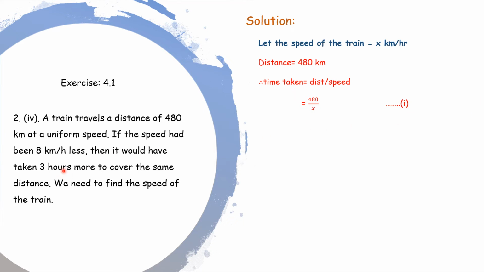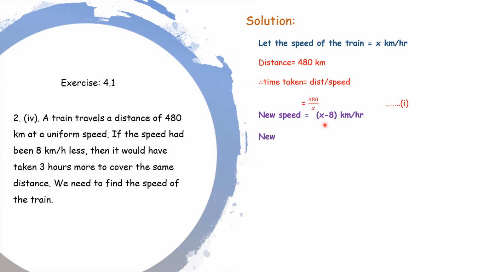Now time taken in the second case, if the speed is reduced, what is the time taken? It is 3 hours more. Originally the time taken is 480 by x. So 3 hours more means the new time taken is 480 by x plus 3. So you have to be very clear in that. So let us see the new time taken. New speed is x, 8 kilometer is reduced. So new speed is x minus 8 kilometer per hour. Original speed is x. New speed will be x minus 8. So new speed we have got now.